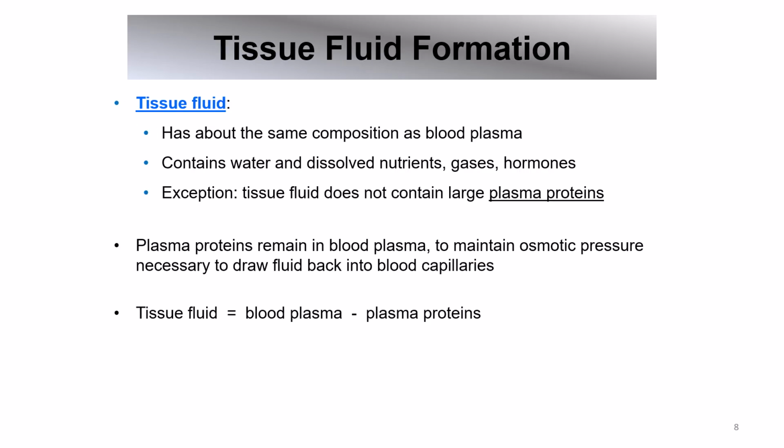Tissue fluid is similar in consistency to blood plasma. Blood plasma means the fluid inside the blood. So here it's saying, what does the tissue fluid contain? It's got water, nutrients, gases, hormones. It's just that here at the bottom, it says that tissue fluid is similar to blood plasma, except there are no plasma proteins. Here, this symbol means minus. So no large proteins such as albumins and globulins, those you find in the blood plasma instead.